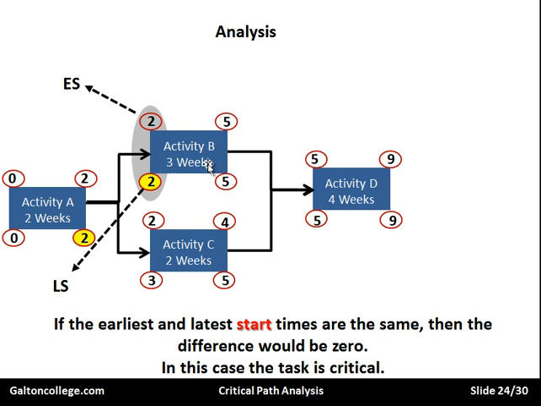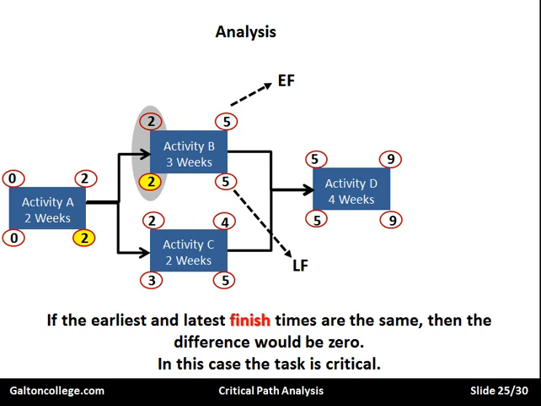A, B, D. This one down here has got slack. There's a difference in the numbers. 4 and a 5, a 2 and a 3. If there's a difference in the numbers, there is slack. So we have the earliest finish time and the latest finish time, and they're the same. And that indicates it's critical.